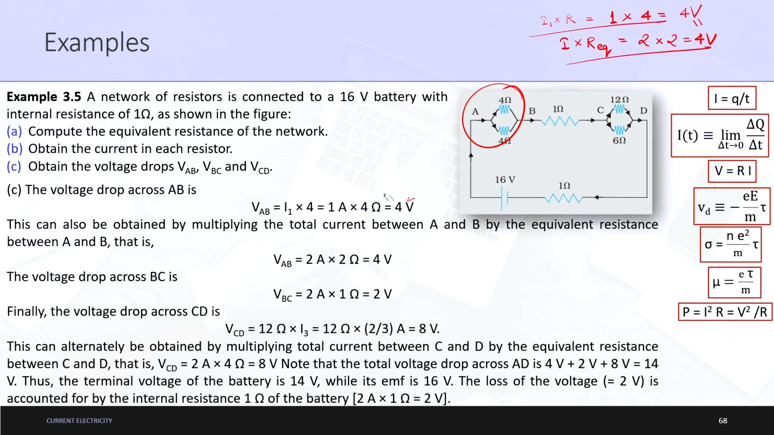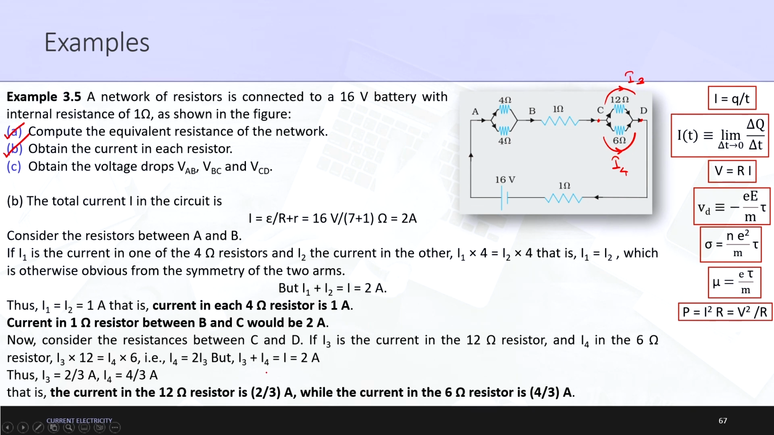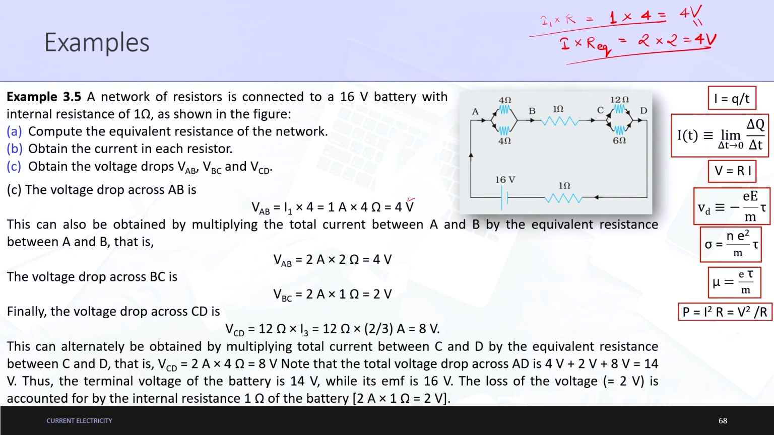Next, the voltage across B and C, VBC, will be 2 into 1. As 2 amperes are passing through this, multiplied by the resistor which is 1, it gives you 2 volts. Finally, the voltage across CD will be 12 into I3. I3 was obtained in the previous discussion to be equal to 2 by 3 amperes, hence the multiplication gives you 8 volts. This can alternately be obtained by multiplying the total current between C and D by the equivalent resistance between C and D, that is VCD is equal to 2 amperes multiplied by 4. The equivalent resistance for this was 4 ohms, so 4 into 2 gives you 8 volts again.